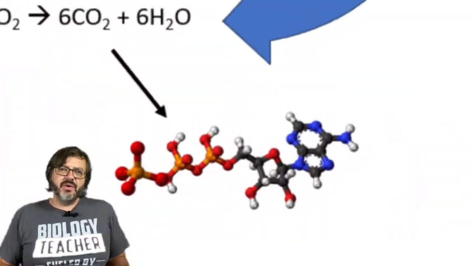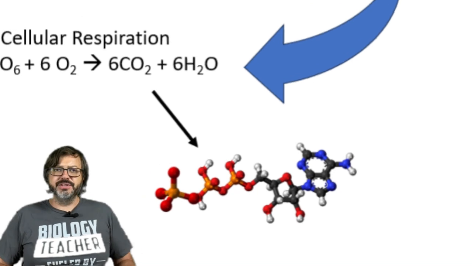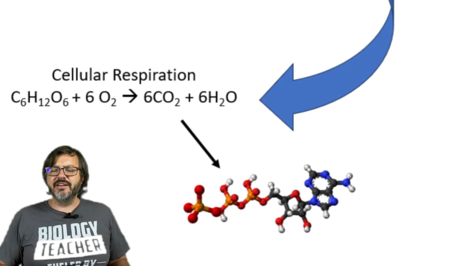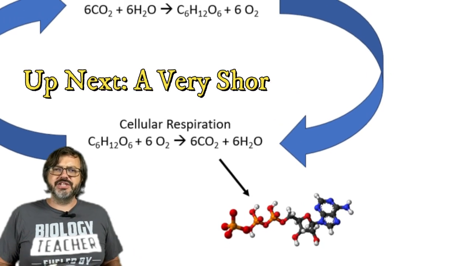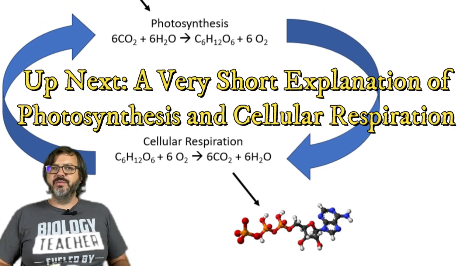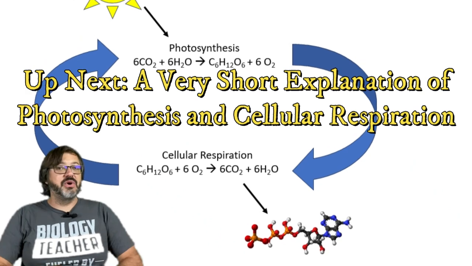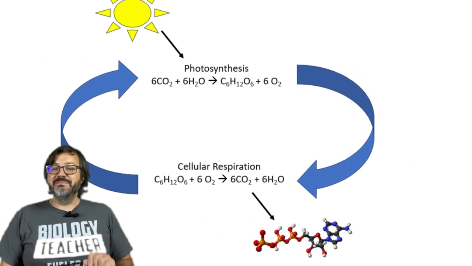And so now that we know how organisms are powered to do these important processes of continuing life, how is ATP made from photosynthesis and cellular respiration? In the next video, we will look, quite briefly I promise, at this important process.